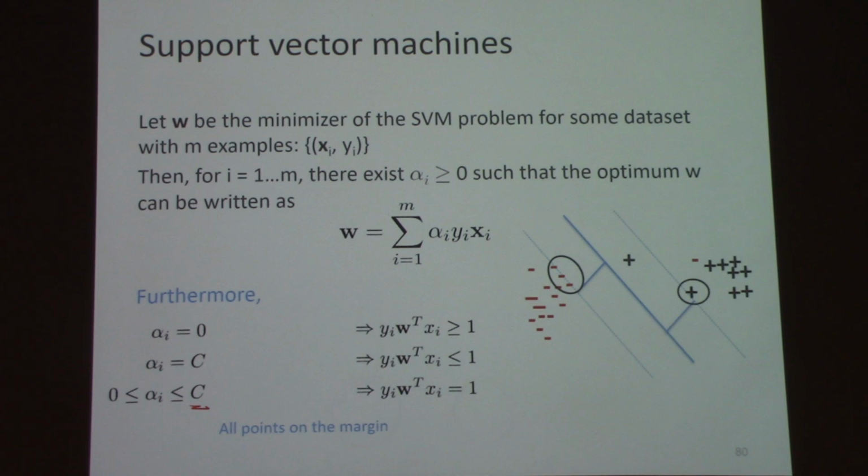So you have three kinds of points. Points that are correctly classified and outside the margin. For them, alpha will be 0. Then you have points that are correctly classified but on the margin, and for those points, alpha will be between 0 and C. And the third kind of points are incorrectly classified, those are the ones where alpha equals C.